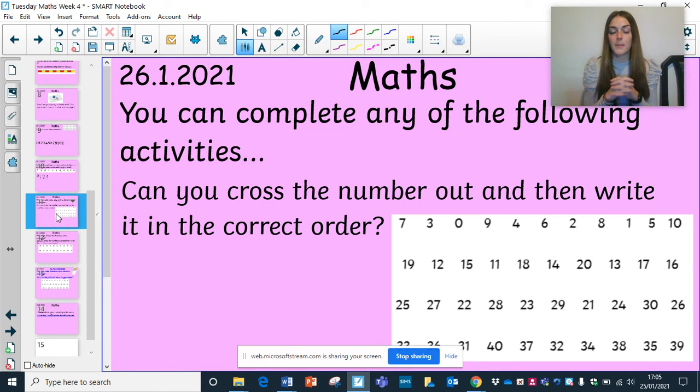However you would like to do this is completely up to you. You might want to cut the numbers out and stick them in the correct order, and that's also okay too. But it'd be really nice for you to start practicing writing those numbers. So if you do stick them in, have a try at writing them underneath as well. Okay.